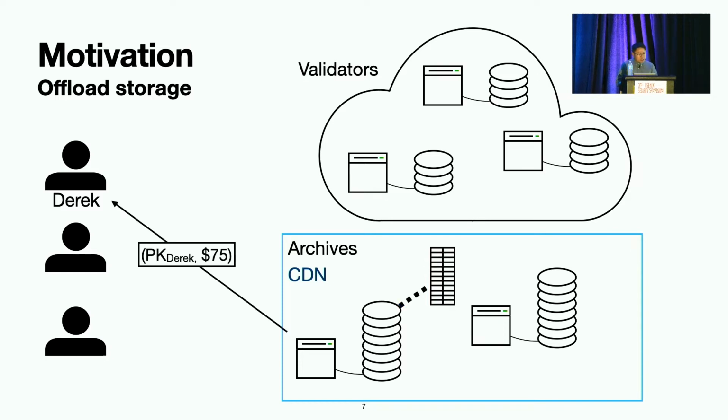In this design, I first query the archive for my balanced state. And then before I submit my transaction, I attach this balanced state and submit it to the validators. For a transfer, you actually need two balanced states, one for the sender and one for the receiver. For this talk, I'll just focus on a single key transaction to simplify things.